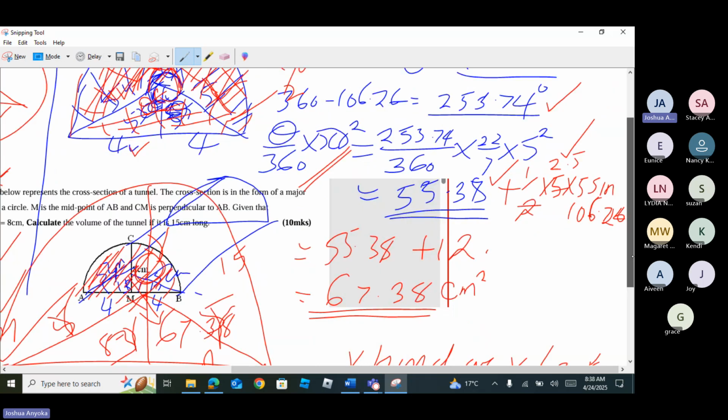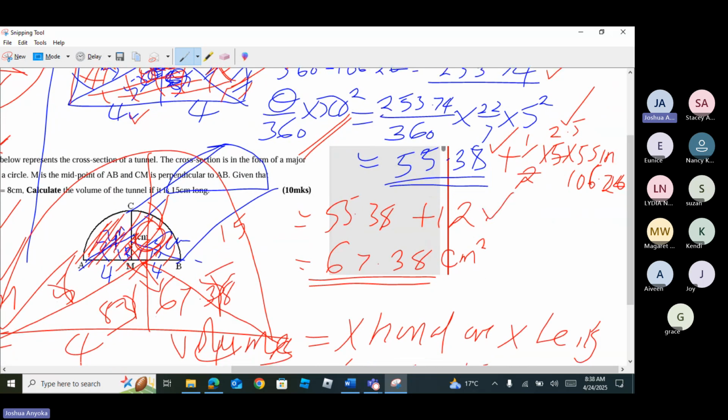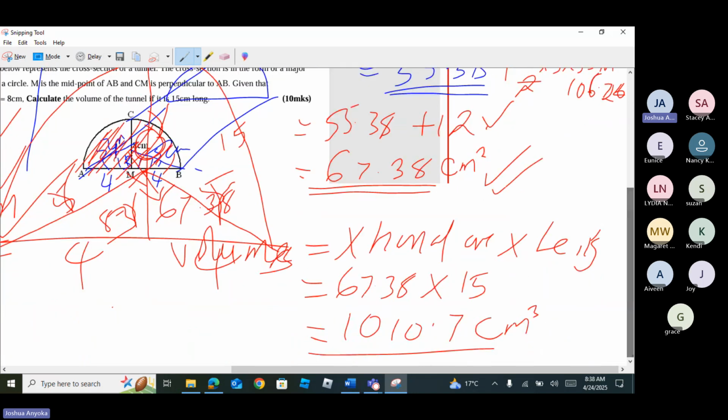We get 12. After 12, you add the 255.38 plus 12, 67.38. Since it is a prism, volume of the prism equals to cross-section area times length. And our cross-section area is 67.38 times 15. And now our final volume is 1010.7 cubic centimeters, period. That is the equation.